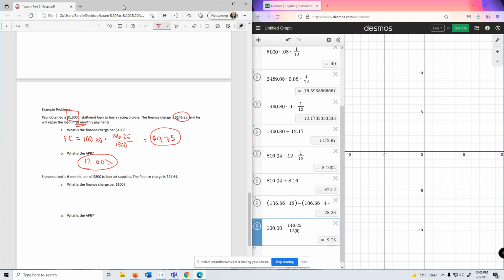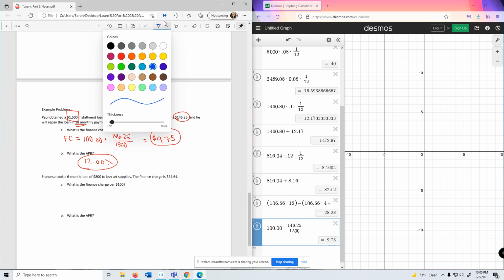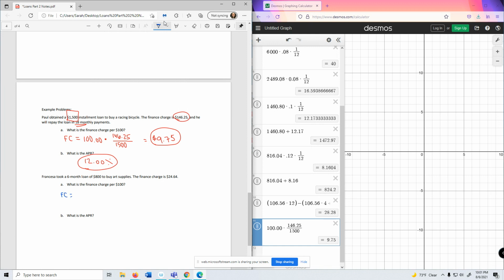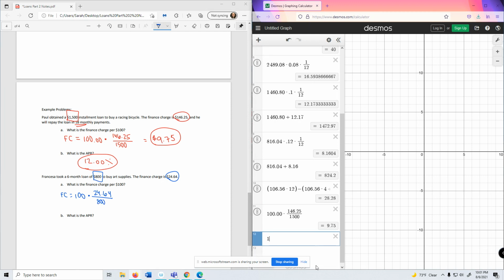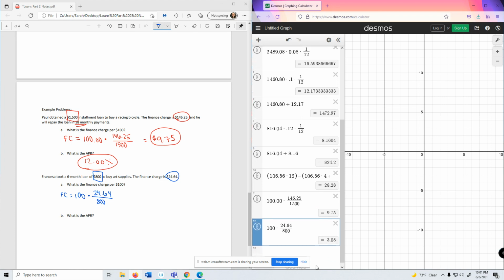Last one. Francesca took out a 6-month loan of $800 for art supplies. The finance charge is $24.64. So to find the finance charge per $100, just like before, it's going to be 100 times the finance charge, $24.64, divided by the amount of the loan, $800. Let Desmos help you with the calculations. And we get $3.08 for our finance charge per $100.